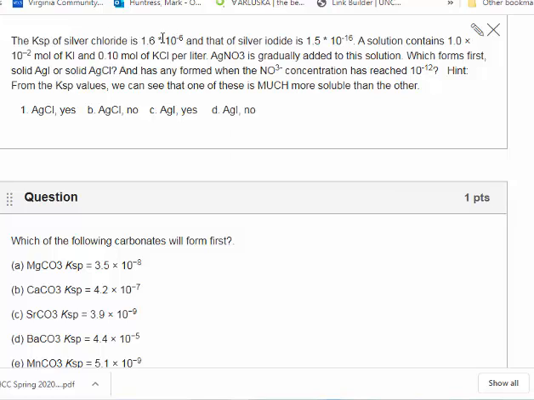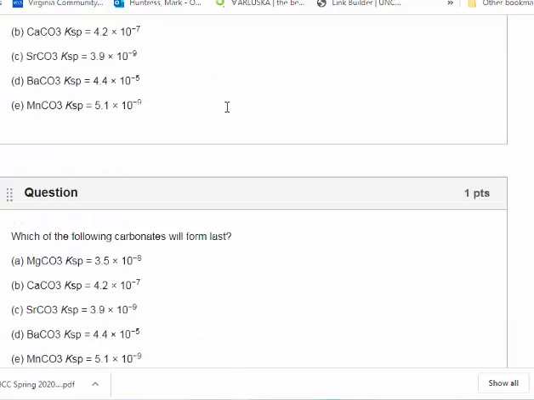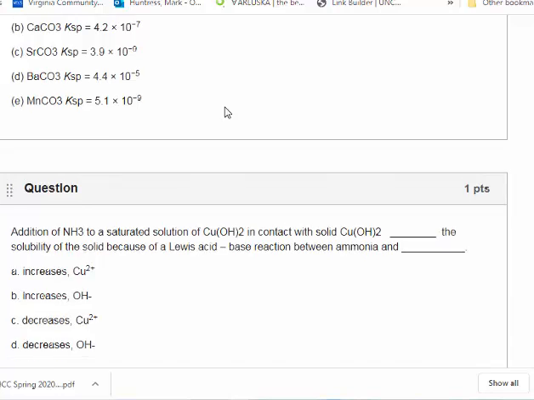Alright, so looking at these KSP values, the silver chloride is like a billion, or maybe a little more than a billion times more soluble than our silver iodide. So the question is, is there a billion times more chloride in our KCl than there is iodide in our KI? I'm going to let you guys handle these two.